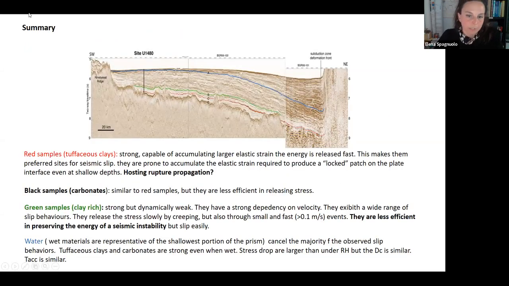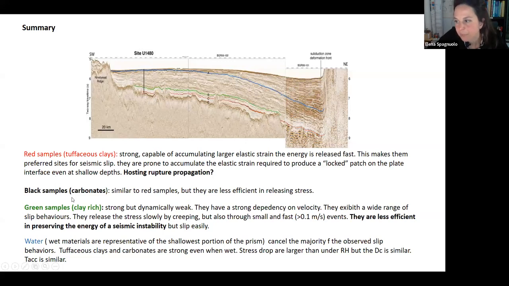So just to summarize all these new results, we have identified at least 3 different groups of lithologies: the tufaceous clays, the carbonates, and the clay-rich samples, silty clays. These red samples, to summarize, are strong, are capable of accumulating larger elastic strain energy, and the energy is released quite fast because the D sub C is very small. This makes them likely the preferred sites for seismic slip. They are prone to accumulate the elastic strain required to produce a locked patch on the plate interface, even at shallow depths. The question is, maybe they host rupture propagation.